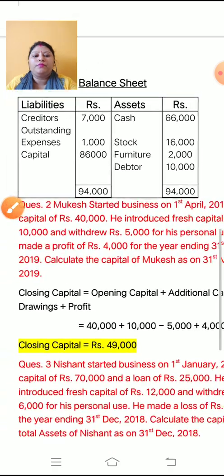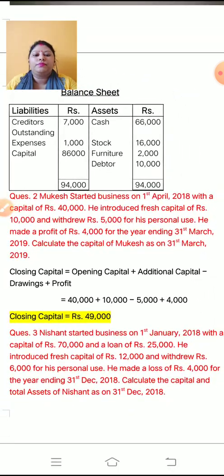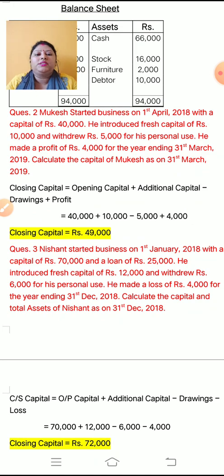Now question number 2. Mukesh started business on 1st April 2018 with a capital of rupees 40,000. He introduced fresh capital of rupees 10,000 and withdrew rupees 5,000 for his personal use. He made a profit of rupees 4,000 for the year ending 31st March 2019. Calculate the capital of Mukesh as on 31st March 2019.